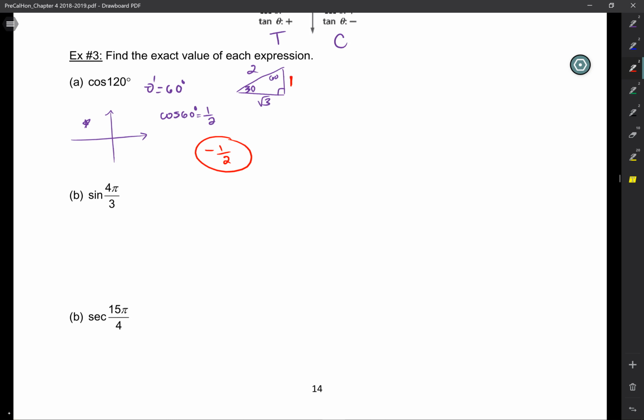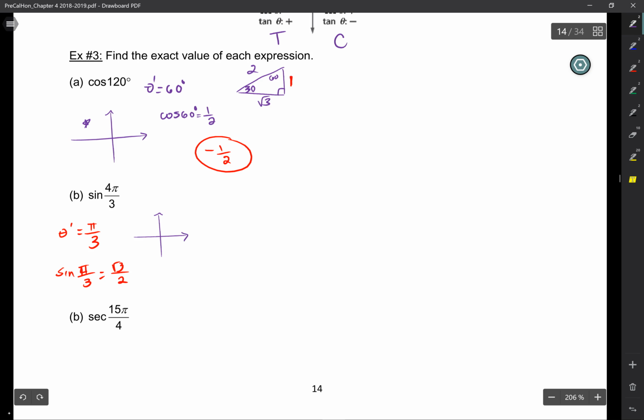Okay, so sine of 4 pi over 3, what's the reference angle? Pi over 3. Okay, so what's sine of pi over 3? Right, sine of pi over 3 is root 3 over 2. Do you guys remember that from Algebra 2? Root 3 over 2. And now, what quadrant is 4 pi over 3 in? Okay, so it's one of those.